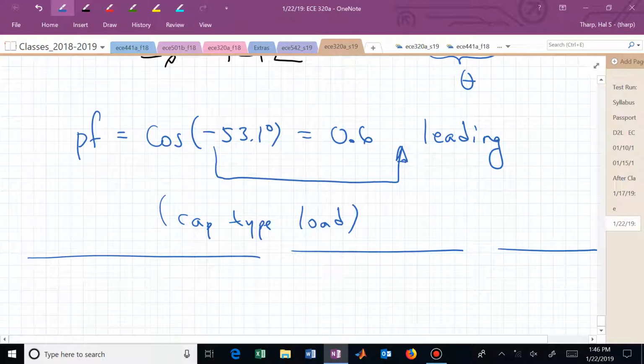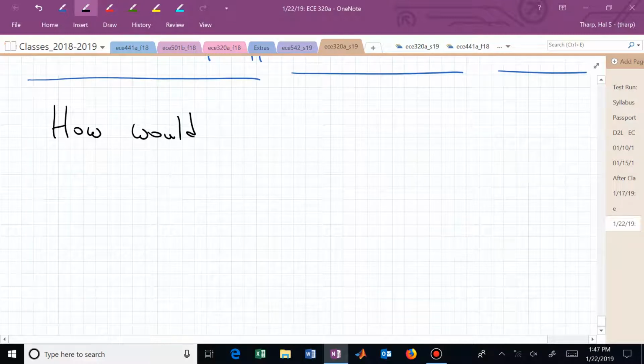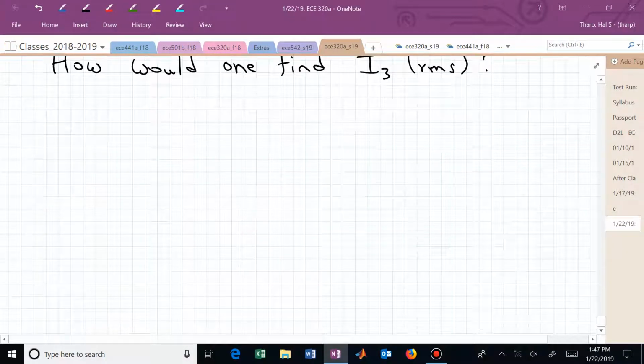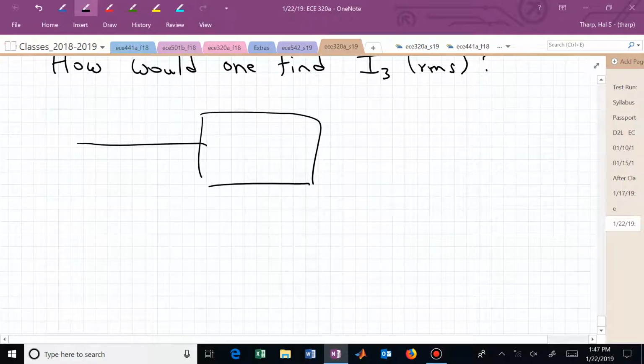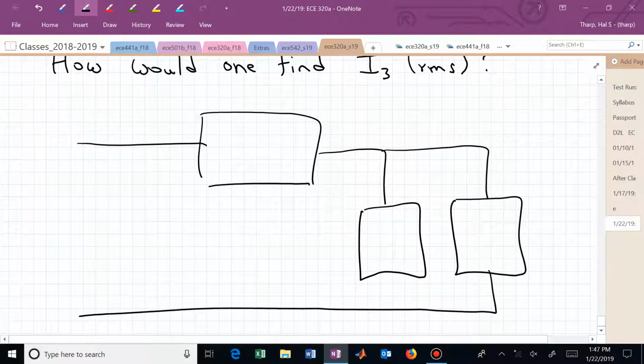Suppose now somebody wanted to get more information out of that system than just the overall current that's being requested. What if somebody says, how would one find the current that's supplying the third load? Let me draw the picture again. Here's a schematic of what we have. Here's S1, S2, and S sub 3.